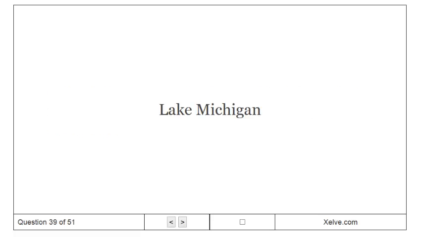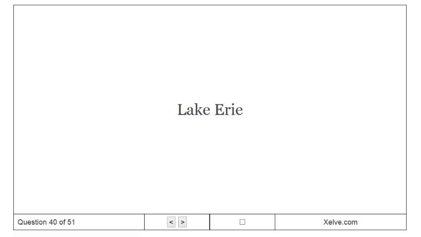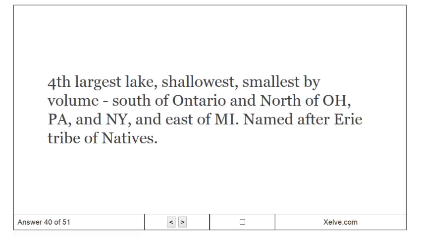Lake Michigan. Only one entirely within the U.S., third largest, west of Michigan. Lake Erie. Fourth largest lake, shallowest, smallest by volume, south of Ontario and north of Ohio, Pennsylvania and New York, and east of Michigan, named after the Erie tribe of natives.